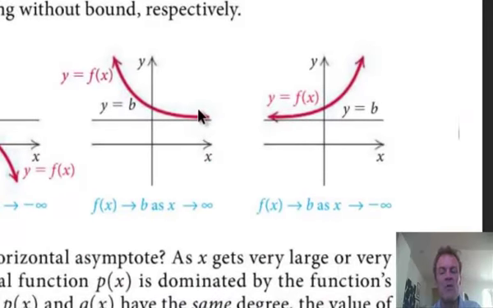And same on this as well. So really it's just showing you that as x tends to infinity or negative infinity, the graph is tending towards that horizontal asymptote, okay?